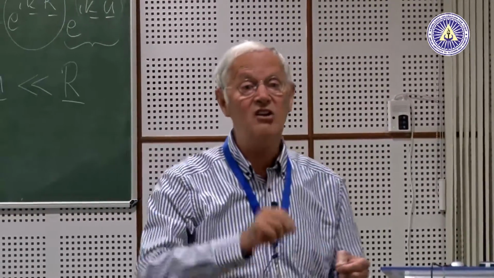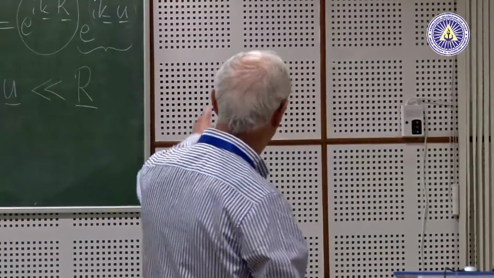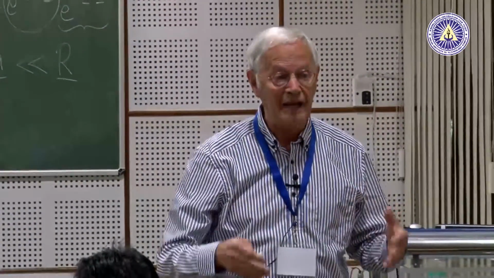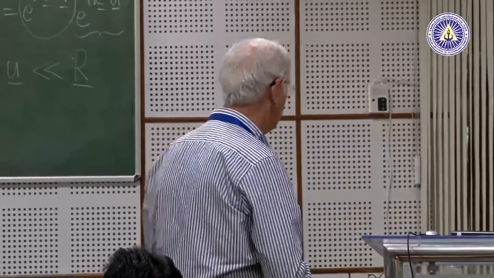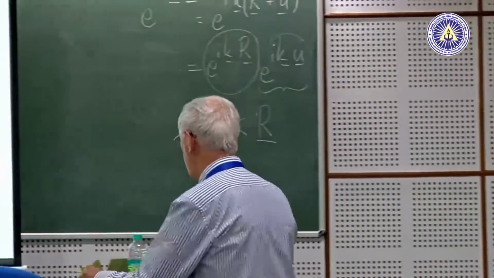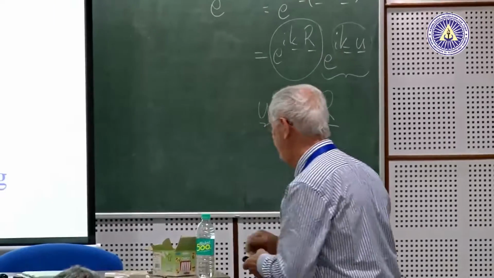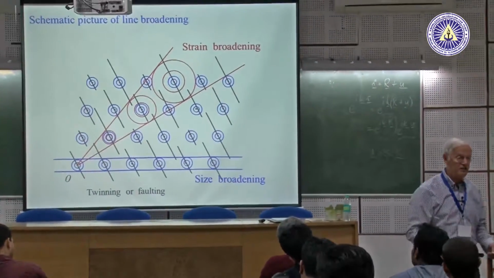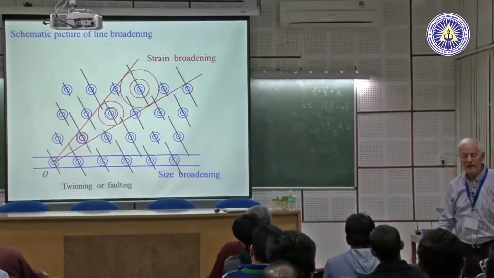And as k increases, this second factor is increasing the effect of strain. That is what we see in this schematic graph. And finally, if we have planar defects, then we have streaking.